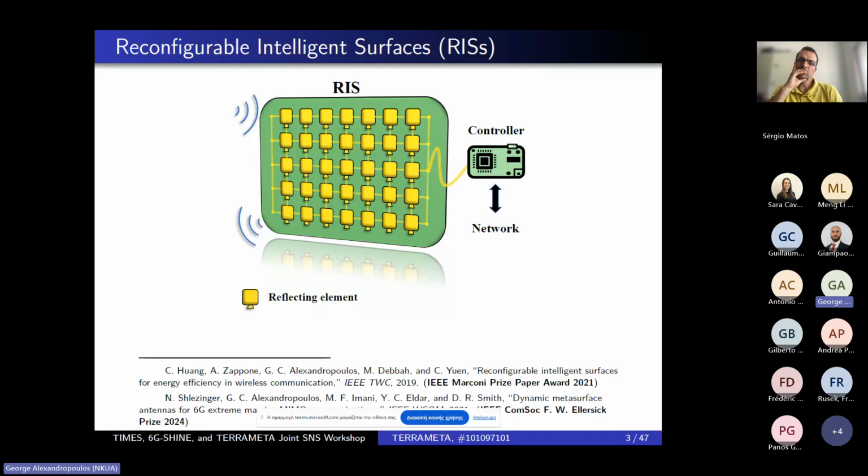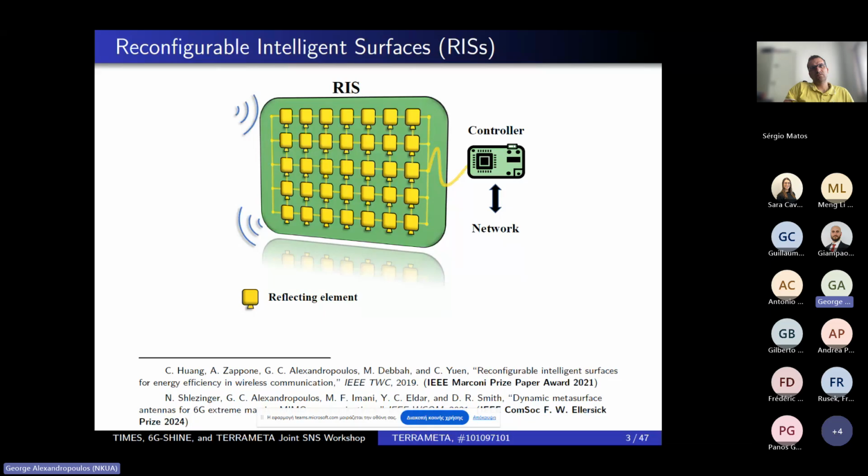Mainly the first part was covered by the discussions before with the previous speaker, Antonio, about the different technologies of realizing these unit cells. In TERRAMETA, we have been really interested in sub-terahertz frequencies around 150 and around 300 GHz, right?